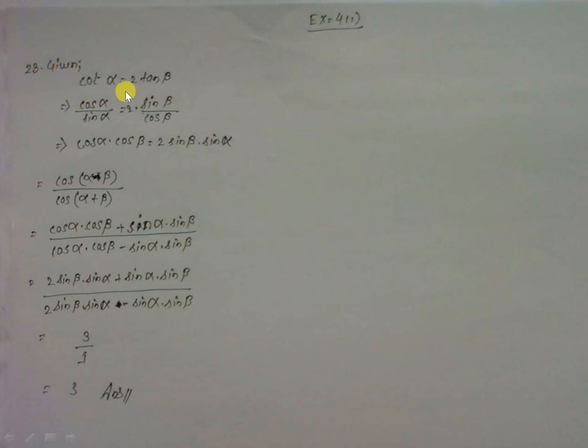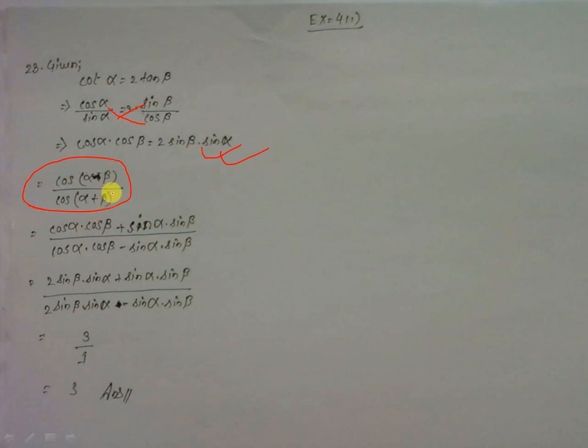Given cot alpha equal to 2 tan beta, then I have to find the value of this expression. Now since cot alpha equal to 2 tan beta, you break it down. Cot means cos by sin, tan means sin by cos. Now do cross multiplication. Cos alpha cos beta equal to 2 sin alpha sin beta.